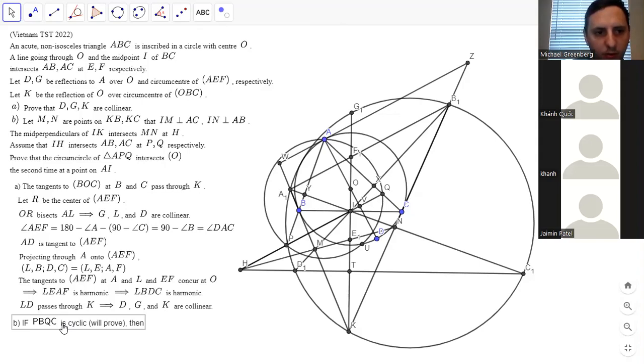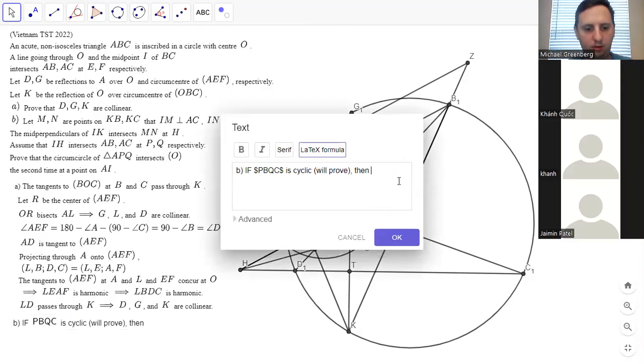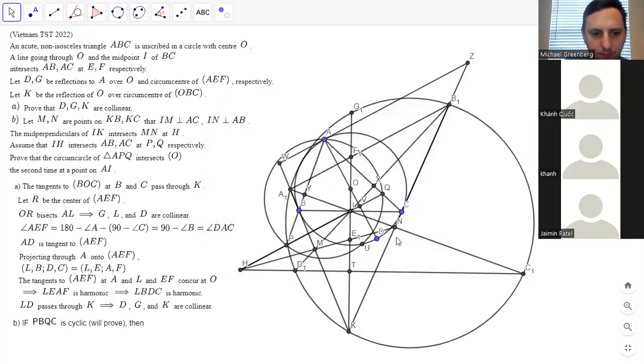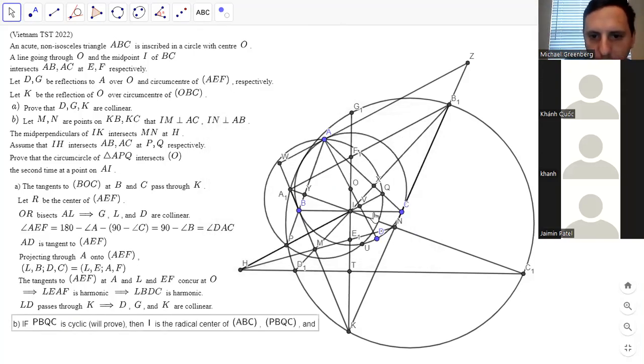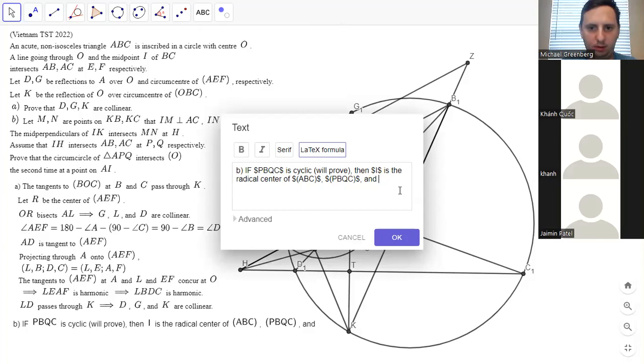Okay, so what are the three circles? PBQC and APQ. And that would mean APQ meets O on AI.